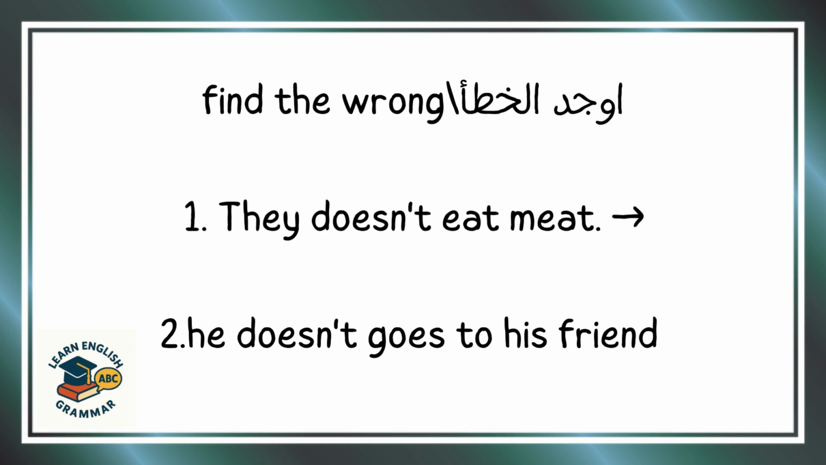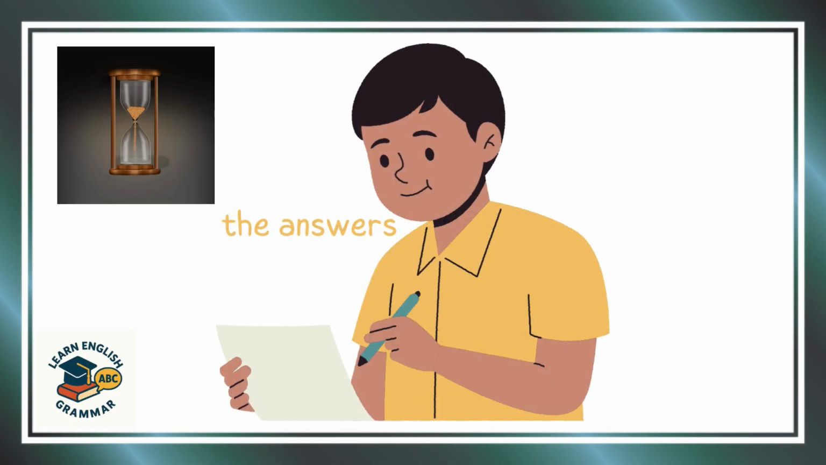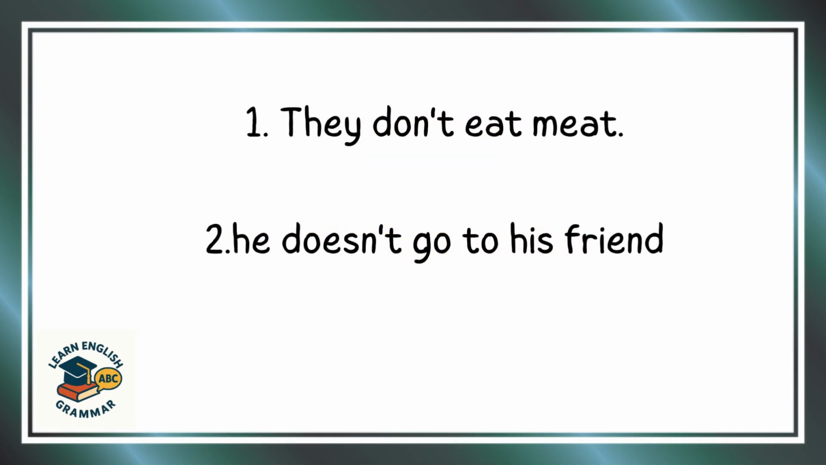Find the wrong. 1. They doesn't eat meat. 2. He doesn't goes to his friend. Correct: 1. They don't eat meat. 2. He doesn't go to his friend.